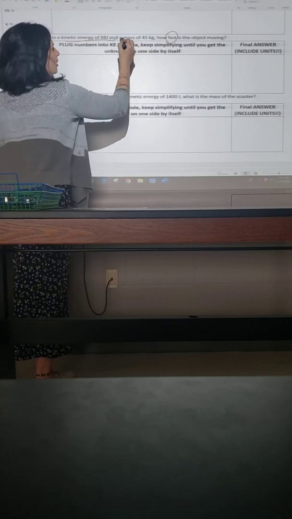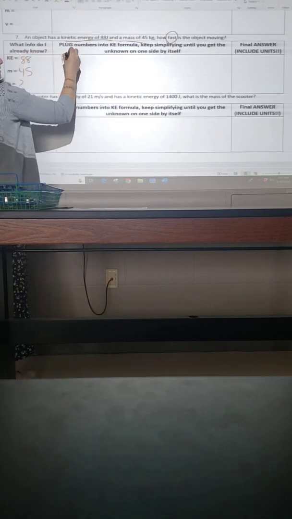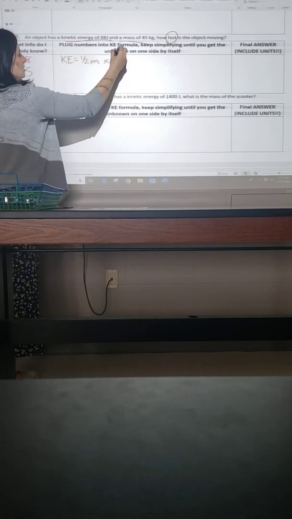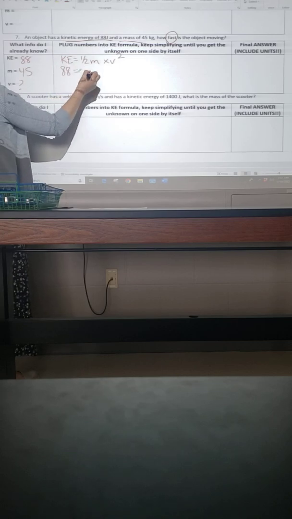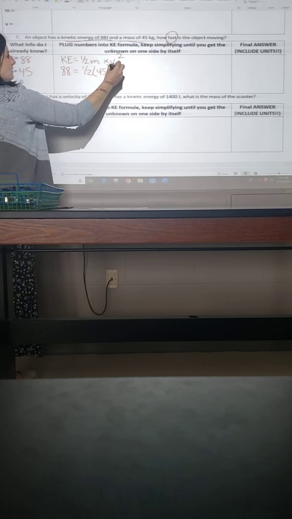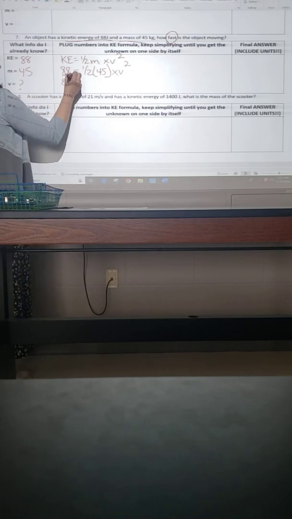And good. My mass is 45, my kinetic energy is 88, and I'm going to write my equation. KE equals 1/2 m times v squared. Now I plug in 88 for kinetic, 1/2 of 45 times my v squared. I'm not going to worry about the square until I have v squared on the side all by itself. So I can't do anything with 88, so I bring it down.